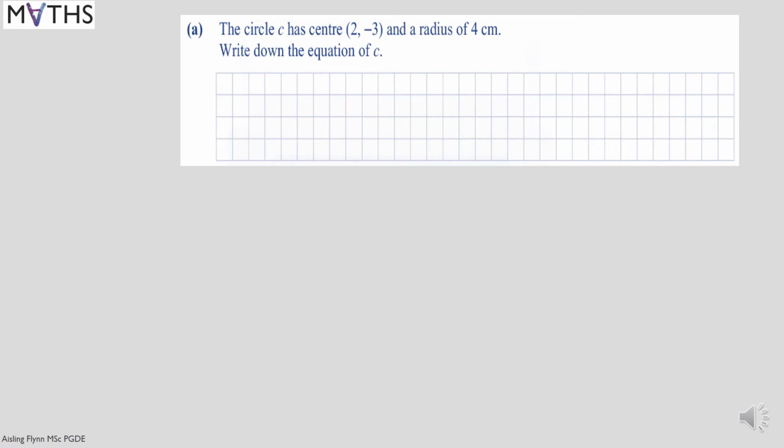Okay, another question. The circle C has center (2, -3) and a radius of 4 centimeters. Write down the equation of C. When the instruction "write down" is given, it means we shouldn't have a whole pile of work to do. We'll just write it down. So firstly, I'm going to write down the equation of a circle. And secondly, we're going to substitute.